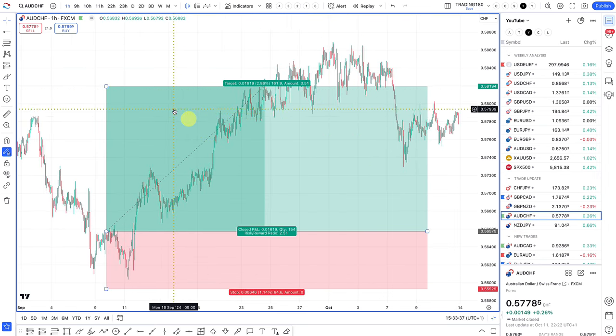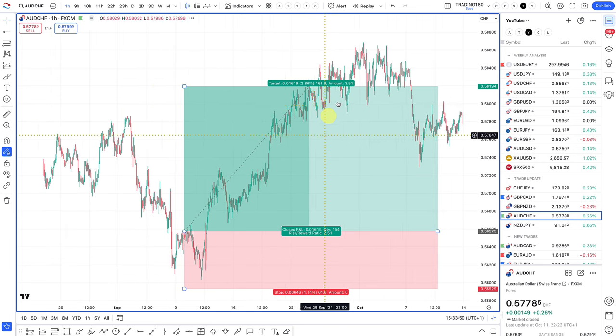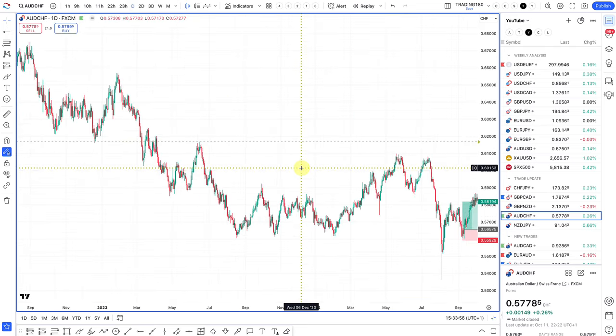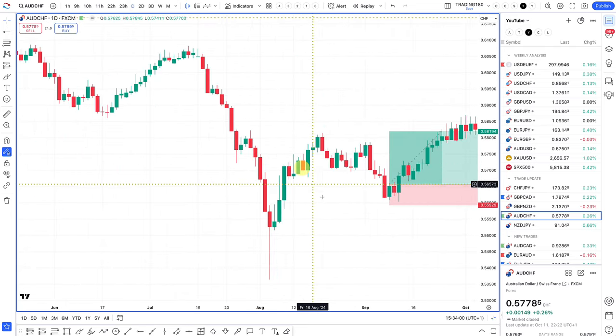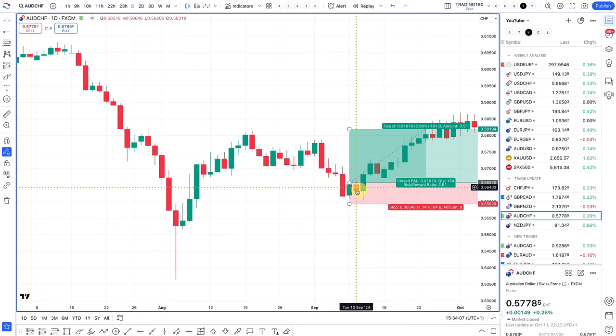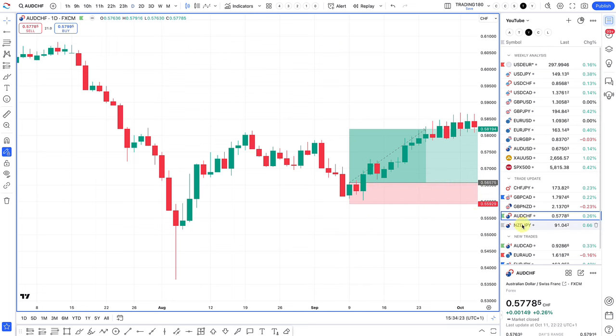On the Aussie Swiss, again, fundamentally the Swiss franc was a sell. They're looking to cut rates. The Australian dollar central bank are not looking to cut rates just yet, maybe at the end of the year, but they're holding for longer. So really, this was a buy trade. Zooming out, I don't think I've got it on here, but the setup was based on the higher time frame, because it was a weekly demand zone. You can go back through the actual videos as well. If you go back to the videos that I posted on the 9th, 10th, 11th of September, you'll be able to see the trade in a bit more detail.